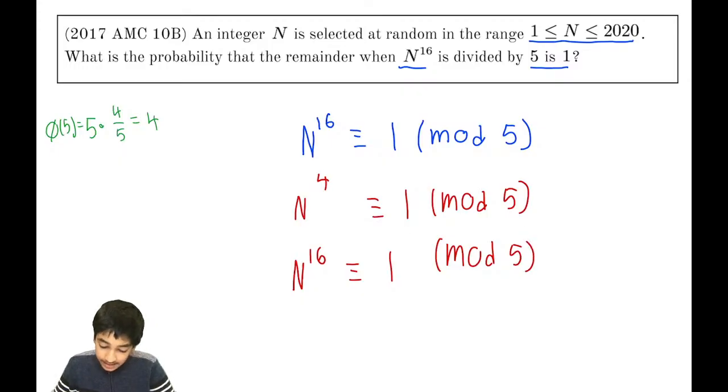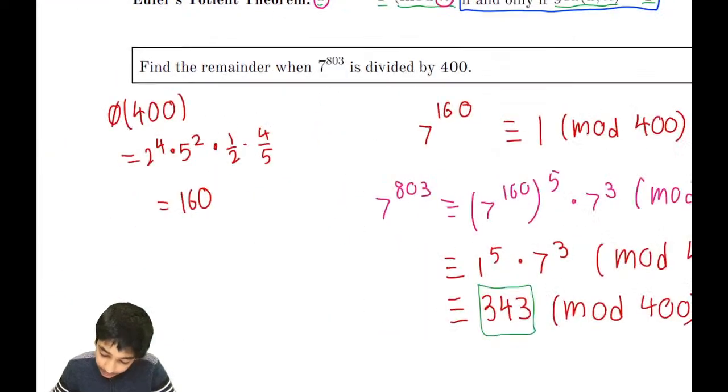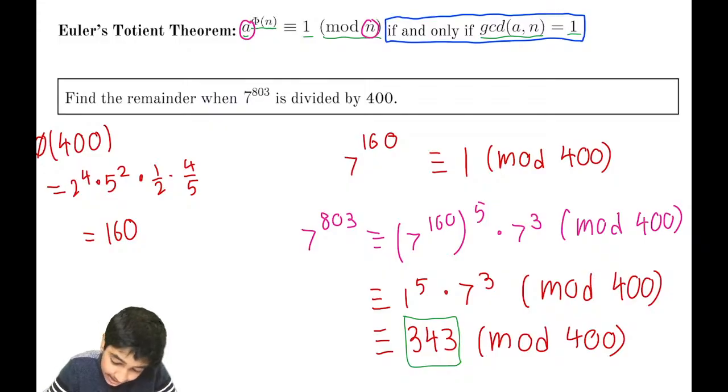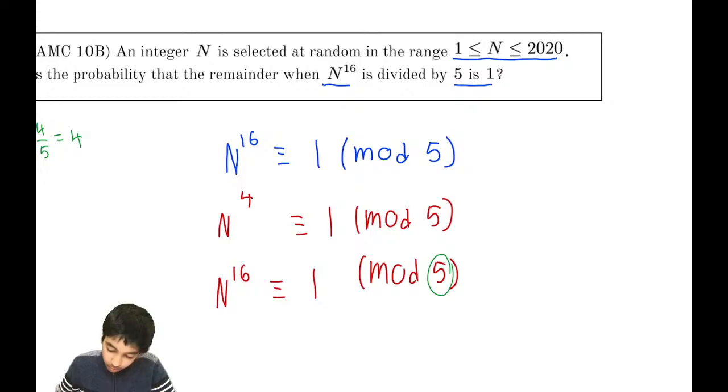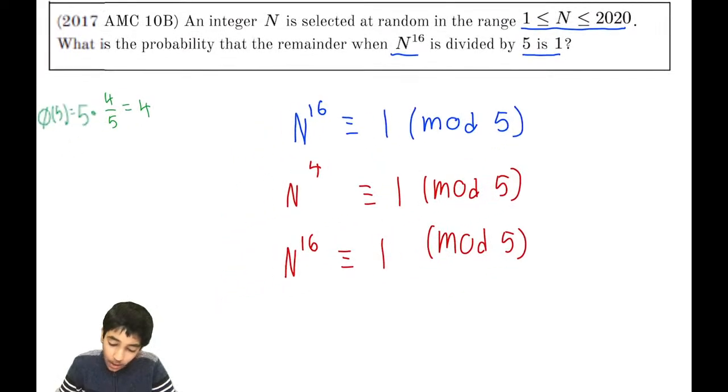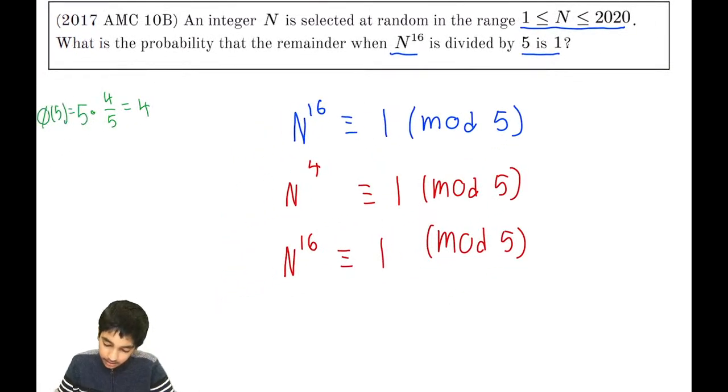So if n to the 16 is 1 mod 5, this is not always going to be true. It's only going to be true if the GCD of n and 5 is 1. Remember, the condition, this is very important. If and only if the GCD of a and n is 1. So in this case, if and only if the GCD of n and 5 is 1. Okay, so when is the GCD of n and 5 going to be 1? The GCD of n and 5 will be 1 if and only if n is not a multiple of 5.